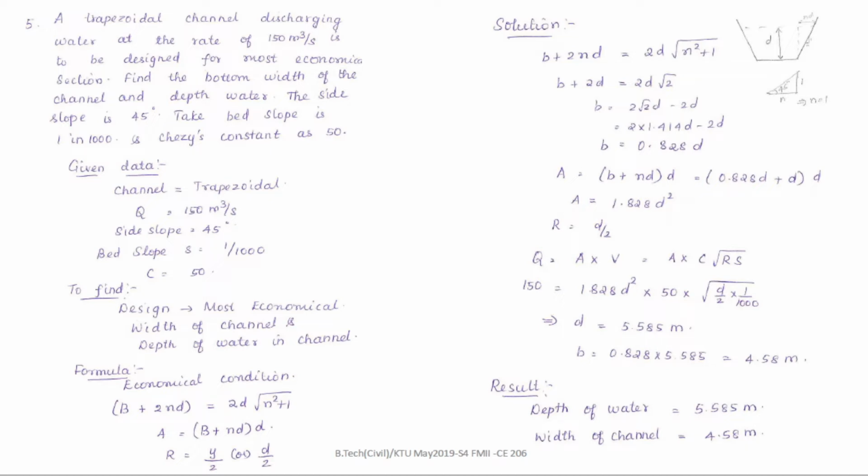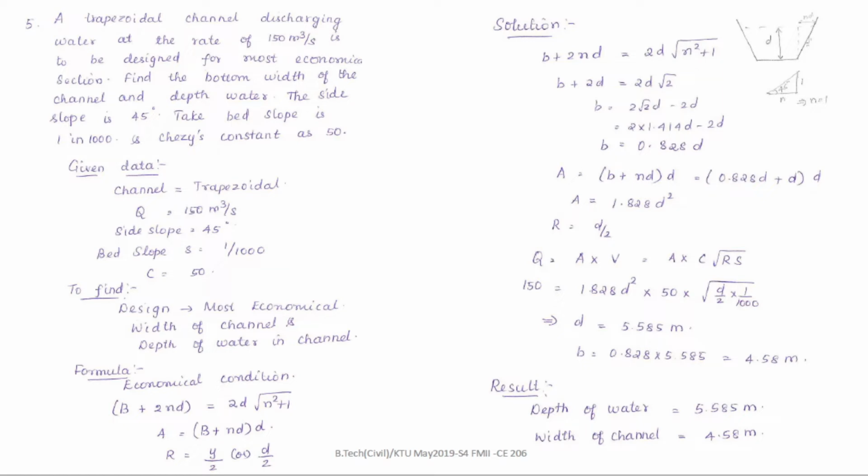Take the first condition. B plus 2nd is equal to 2d into root of n square plus 1. What is n value? It's nothing but the side slope. See the diagram. In the diagram, the side is having a slope of 1 in n. That is a representation. Here the theta is given, side slope theta, angle is 45 degree. So tan 45 is equal to 1 by n. So n is equal to 1 divided by tan 45. Its value is equal to 1. So instead of n, you have to substitute 1. So you'll get finally the relation B is equal to 0.828D.